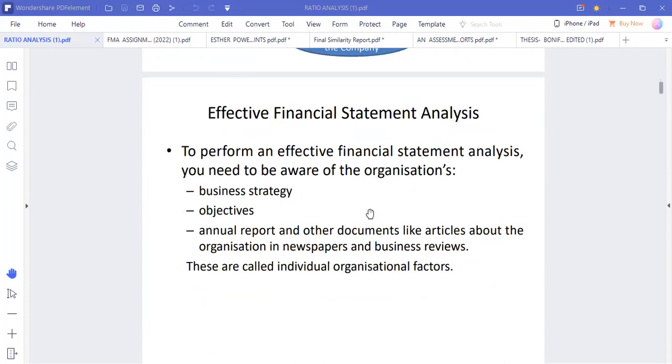We should also understand that to perform financial statement analysis effectively, you need to be aware of the following. The business strategy. What strategy are we basing our company on? What are the aims and objectives of this institution? Secondly, it will look at the objectives of the firm. On what objectives does this firm thrive? And finally, the annual report and other documents such as the articles. So this is what we're going to use to do the analysis for Zambian Breweries, that was given.